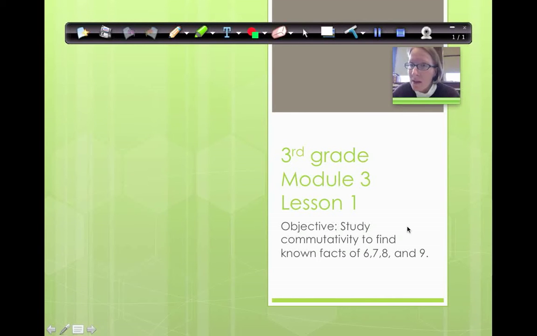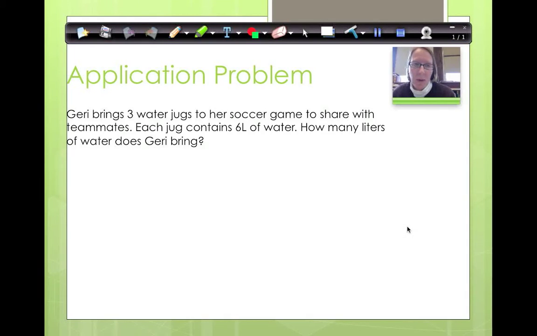Okay. First, let's start off with multiplication and do an application problem. Here we go. Jerry brings 3 water jugs to her soccer game to share with the teammates. Each jug contains 6 liters of water. How many liters of water does Jerry bring? Now, I would like to start with a tape diagram, and this is how I would like you to solve it, with a tape diagram. Okay, so let's get a pen or a pencil.